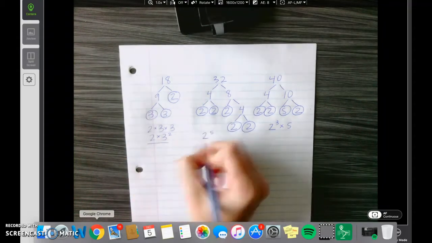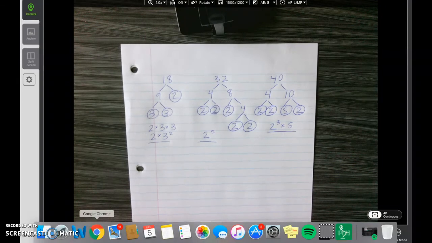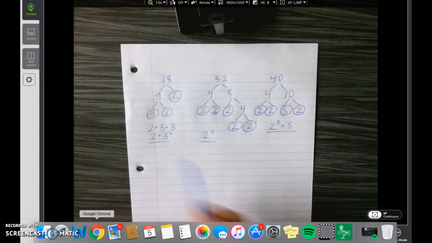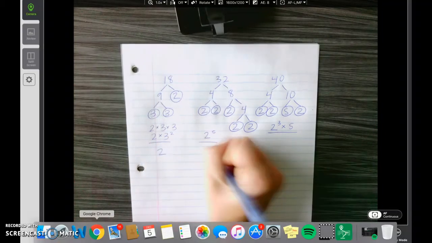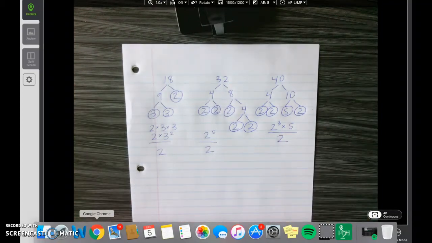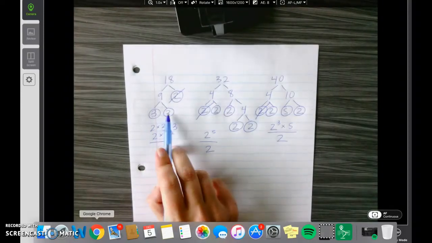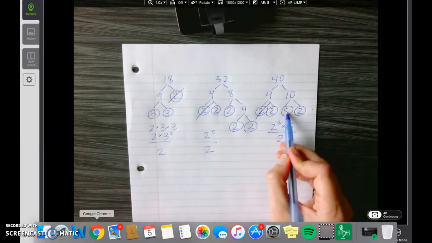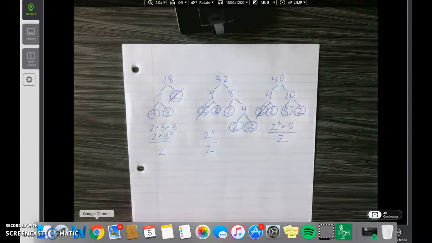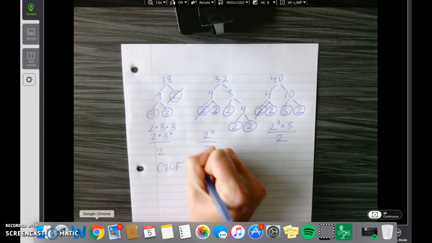So now in looking at each of these prime factorizations, I want to figure out what they have in common, because my goal is to find their greatest common factor. So looking at each of their lists, I know that they each have a 2 in common. That's the only thing that they have in common though, because over on this tree I have 3's. This tree doesn't have a 3, and this tree doesn't have a 3. This tree has a 5, but neither of these have a 5. So their greatest common factor, or GCF, is just going to be 2.